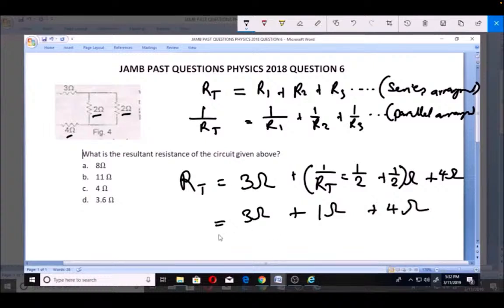So you can simply have 3 plus 1, which is 4, plus another 4, 8. So the answer is simply 8 ohms. Very, very simple. You can also do it one by one by just finding this and this. This and this are in parallel. So you can have 1 over 2 plus 1 over 2, which is 1. Inverse of 1 is still 1. So that you now have 3 ohms plus 1 ohm, then plus 4 ohm, which will still give you 8 ohms. So the right answer here is 8 ohms. Thank you.